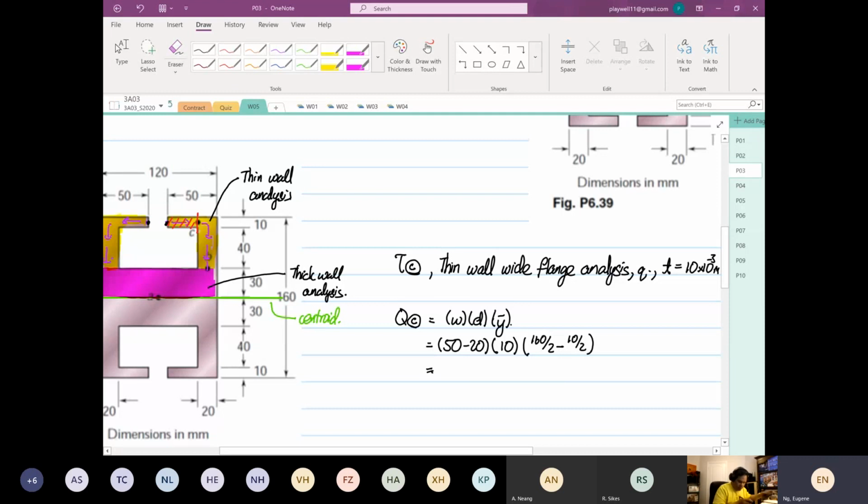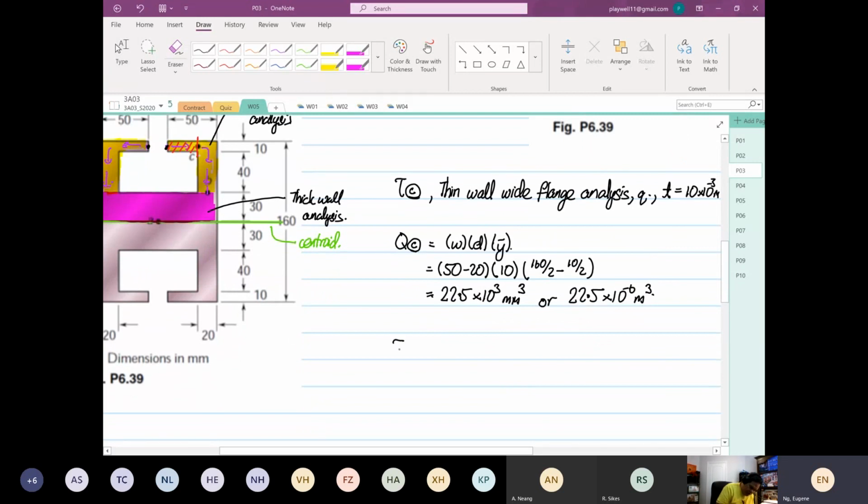So over here will be equal to 80 minus 5 times 10 times 30, which will be 22.5 times 10 to the power 3, and this is millimeter cube, or it's equal to 22.5 times 10 to the power minus 6 meter cube. Okay, so from here we can work out that the shear at point C is equal to V over I, and then the Q is 22.5 times 10 to the power minus 6.